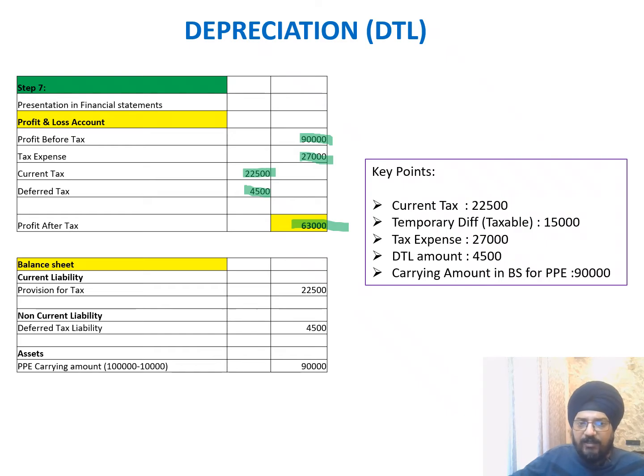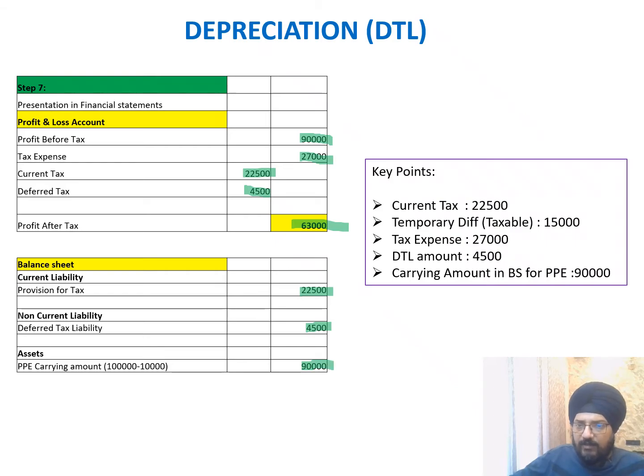And in the balance sheet, we have to create the provision for tax, which is 22,500, which is a current liability. We have to create the non-current deferred tax liability of 4,500. And then on the asset side, there's PPE, which is the carrying amount of the asset as per the book, which is 90,000.